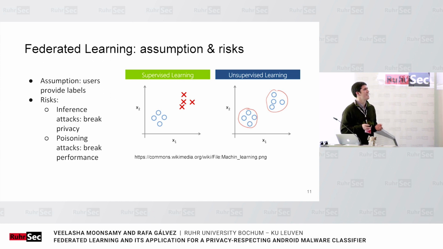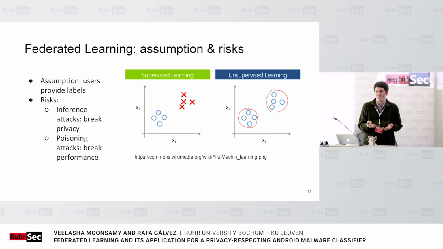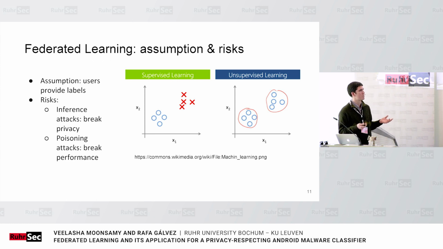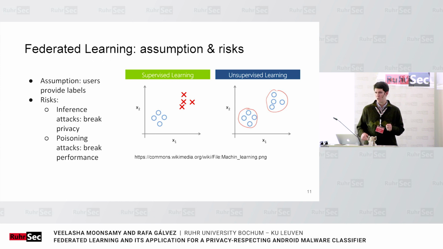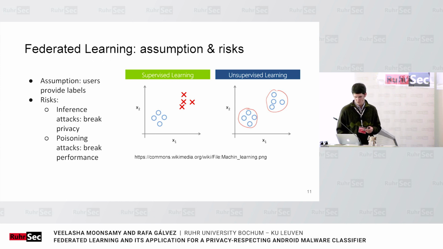But of course, in malware, we don't know that. We don't know if an app is malicious or not. So we cannot assume we have labels. We cannot assume we are in one of these cases where we have labels. We don't have that. And there are also additional risks. The main two for us as security and privacy engineers are inference attacks and poisoning attacks. So with federated learning, we can solve the privacy problem by sharing parameters.